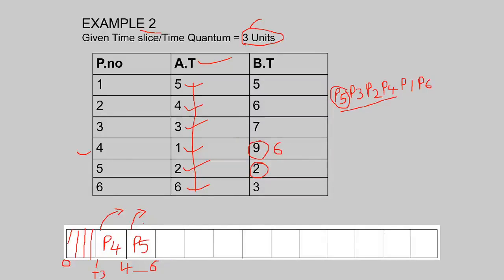Now, P5 has already finished its execution, so don't put P5 into the queue. P5 has finished its full execution. Remove it from the list.